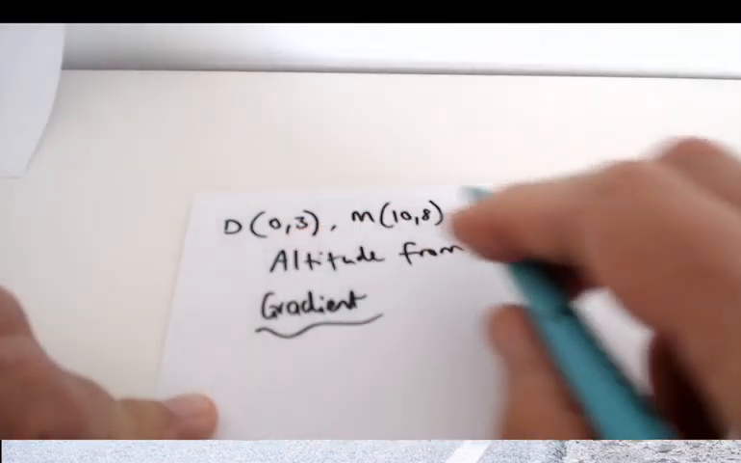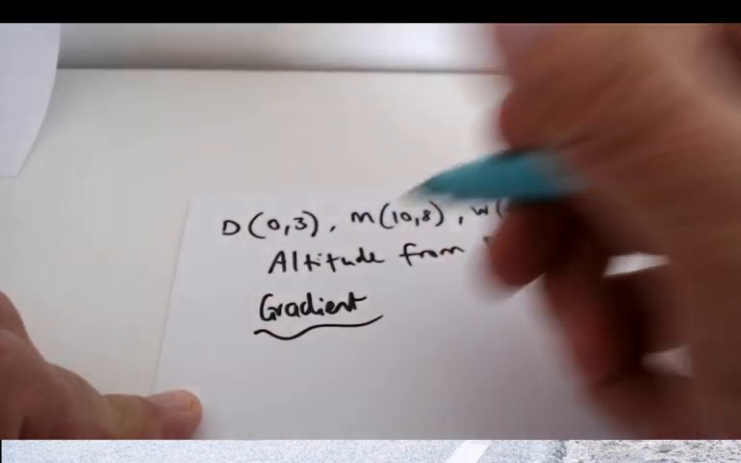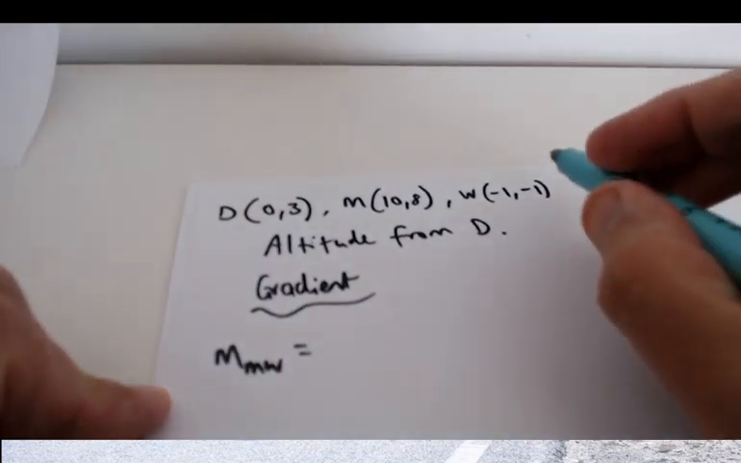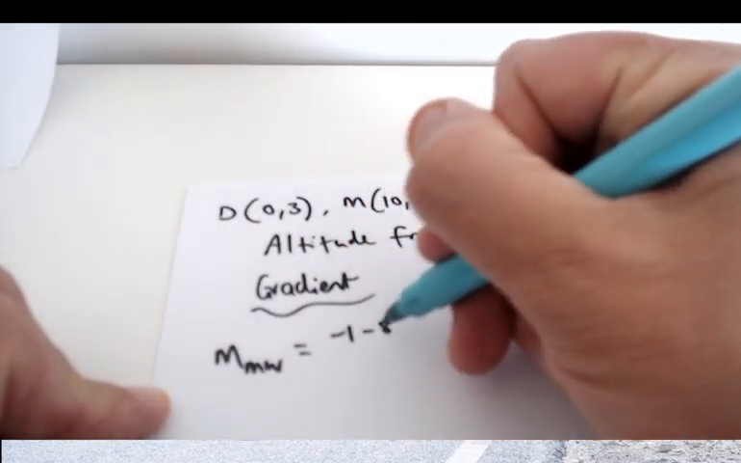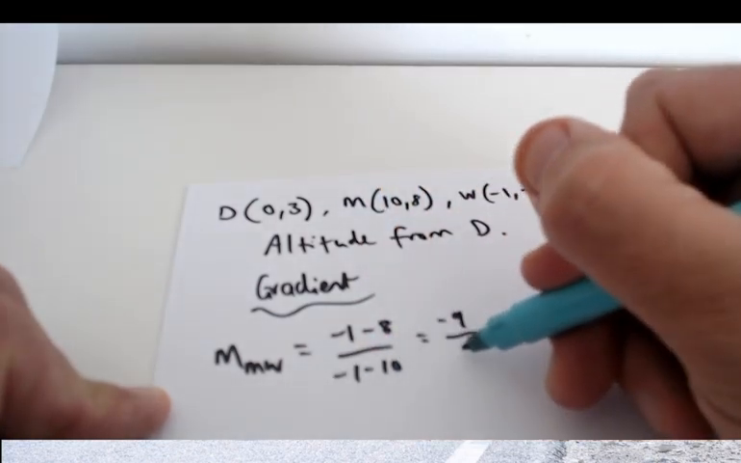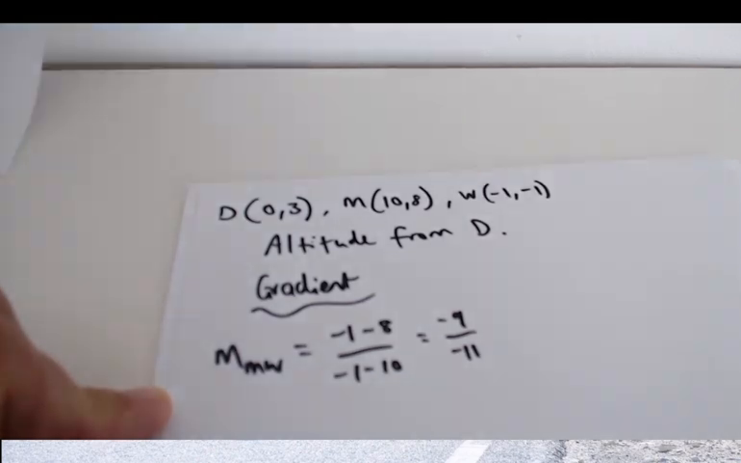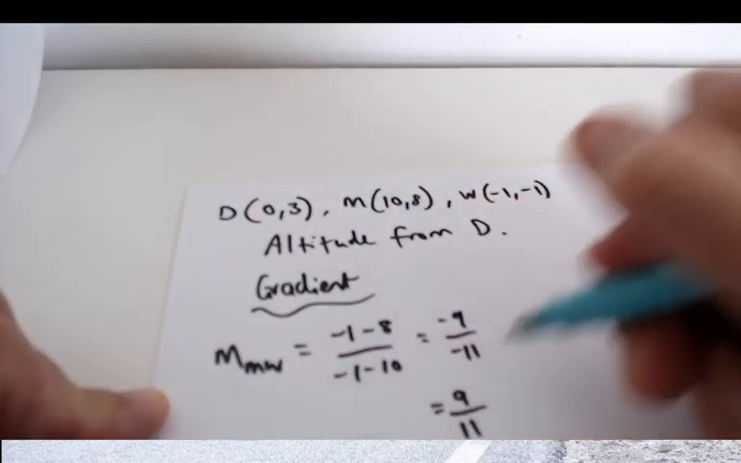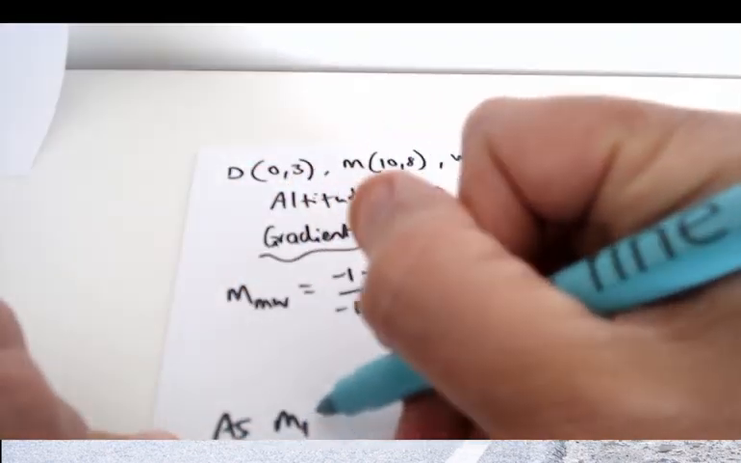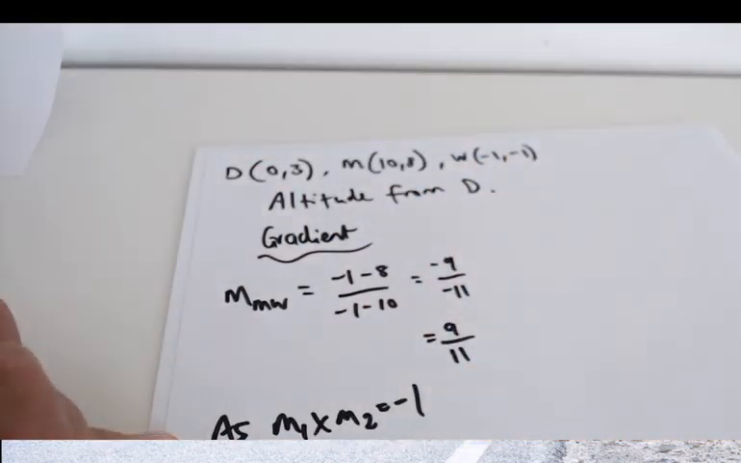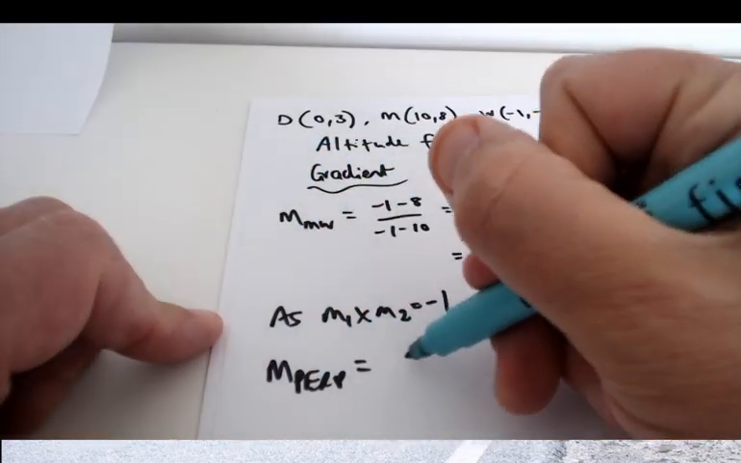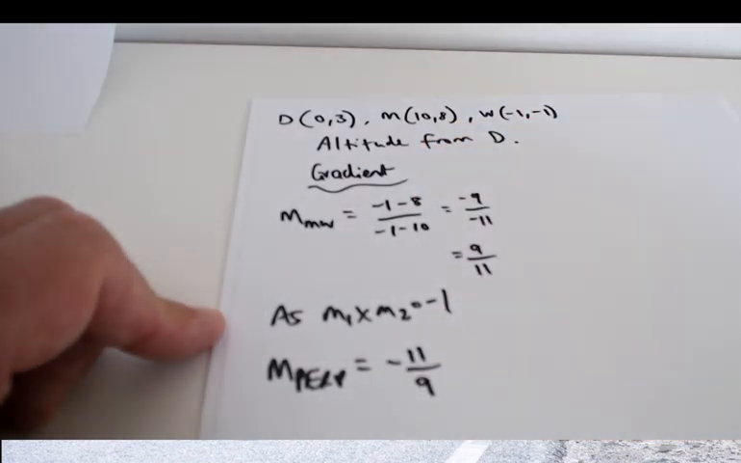So, opposite side from D must be MW. So I want the gradient of that line. That's going to be minus 1 take away 8, minus 1 take away 10, which will give me minus 9 over minus 11. The negatives will cancel to leave me 9/11ths. I then want a perpendicular gradient, so I need my little statement. And then m perp, turn it upside down, change the symbol, negative 11/9.